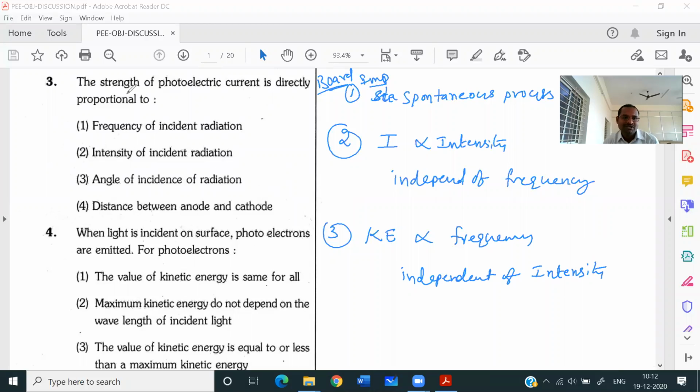So from this, strength of photoelectric current depends upon intensity, independent of frequency. Proportional to frequency of incident light, wrong. Intensity of incident light, yes. Angle of incident radiation, wrong. Distance between anode and cathode, wrong. So option 2 is the right answer. For answering this type of questions, you need to know clear-cut information. When you study the total thing, when total concepts are there in your mind, then only you can answer this type of questions.